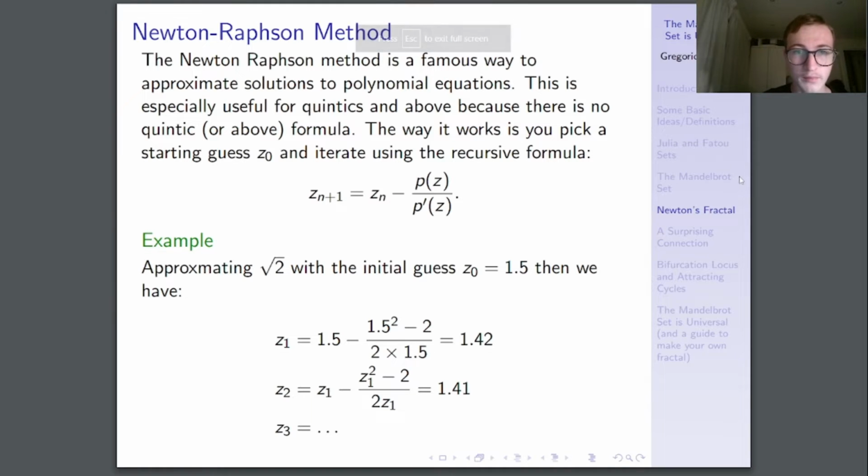Okay, so now we're going to look at something that at first seems completely unrelated to what we just looked at. So now we're going to look at Newton's fractal. And before we look at Newton's fractal, we need to look at the Newton-Raphson method. And the Newton-Raphson method is a way of approximating solutions to polynomial equations. So this is particularly useful when we're working with quintics and higher degree polynomials, because we need to have some way of approximating them, since there's no formula that we can just plug in.